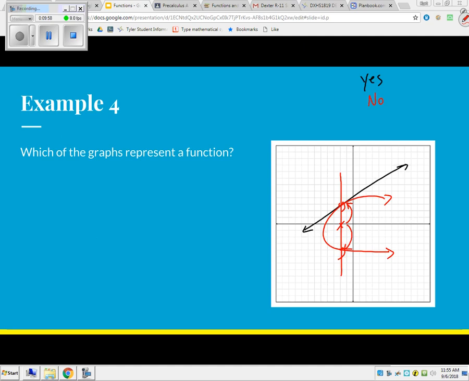Okay, let's try one more. Let me erase all this. You try this green one. We won't even pause the video. Just think in your head, yes or no. Would that be a yes? Would that be a no? A couple spots look kind of fishy on that, but it works. No matter where I draw a vertical line, it's only going to intersect it in at most one place.